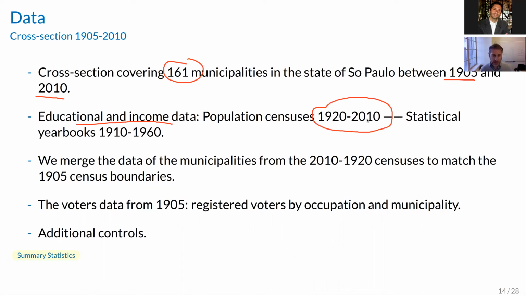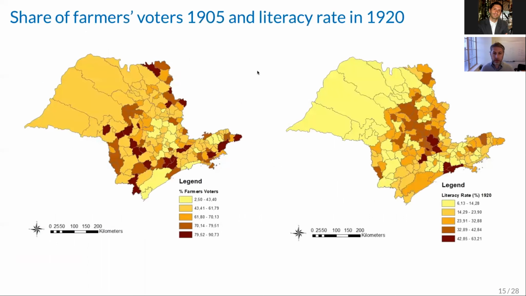And we're going to do two things, as I'm going to explain later. We're going to merge the data set to match the 1905 boundaries of the municipalities to link this data. And we're going to do two analyses. One is going to be a cross-section and the other is going to be more panel data. I will explain in a second why we're doing both things. It's going to become clear.